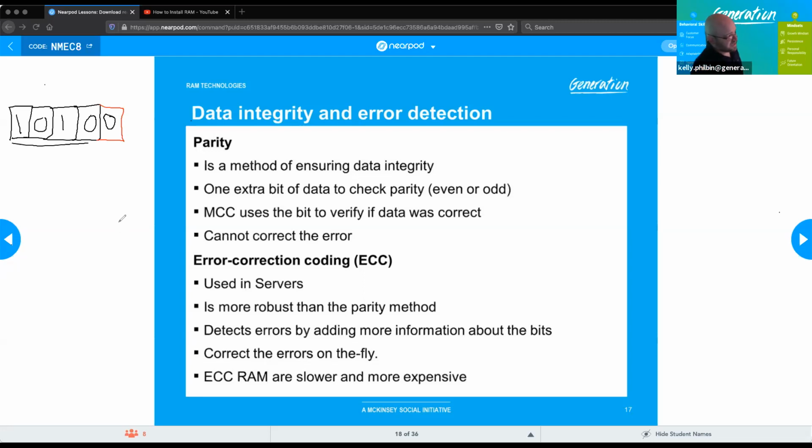So it does not have to send that information back to the CPU and request it again. It knows what's missing, puts it in, and allows that information to continue processing. Does that make sense?